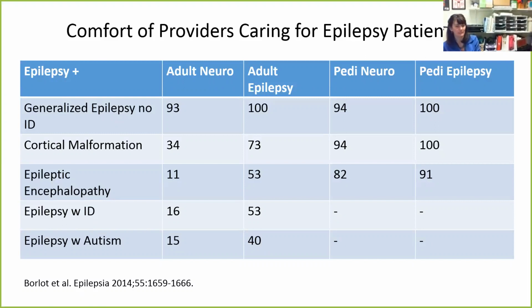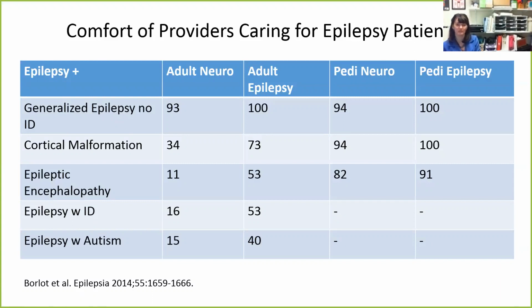So although it starts in teenagers, it continues on into adulthood. There's no comorbid conditions really that come with it. So pretty much everyone felt pretty comfortable looking at this line here. When you look at cortical malformation, it really drops. So if you have a developmental abnormality of brain, the adult neurologist, only about a third felt comfortable caring for this patient population. 3/4 of adult epileptologists felt comfortable, very different from the pediatric epileptologists and neurologists, who this is part of their common practice.